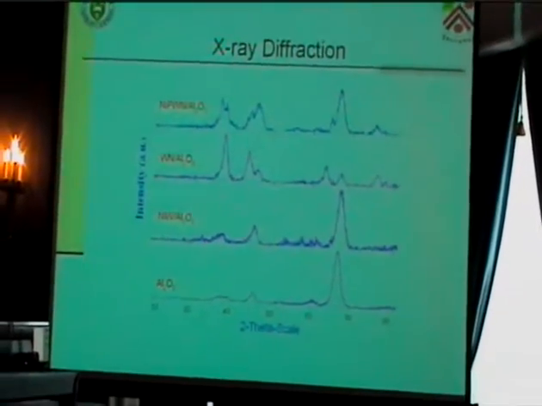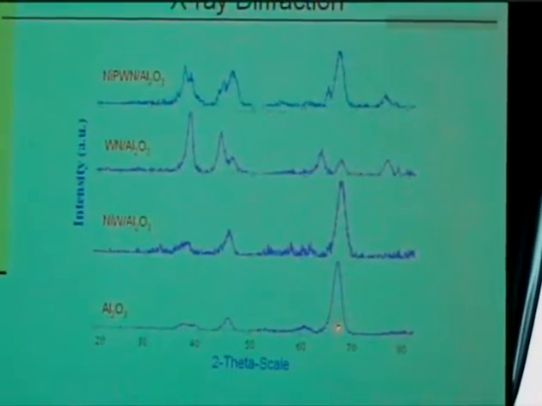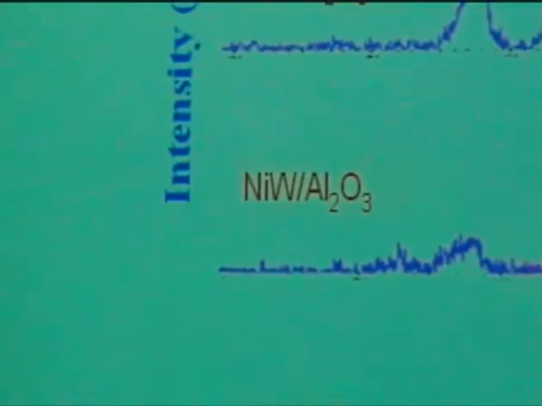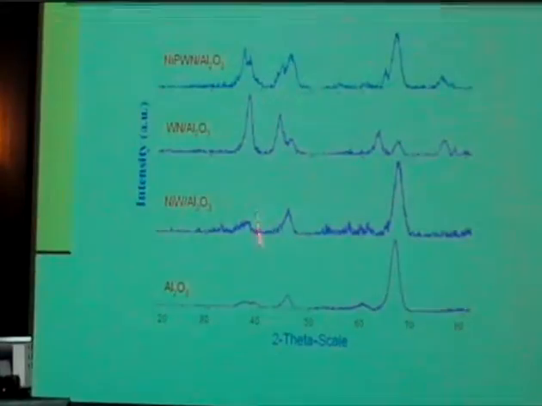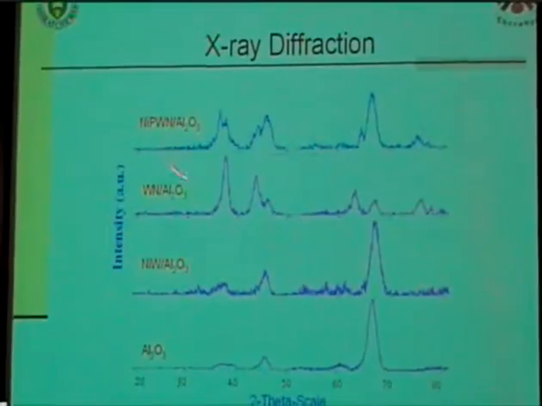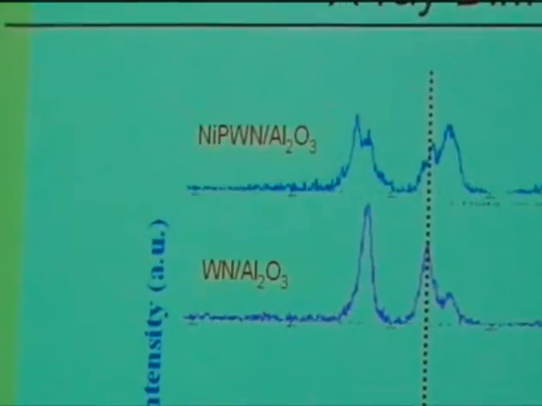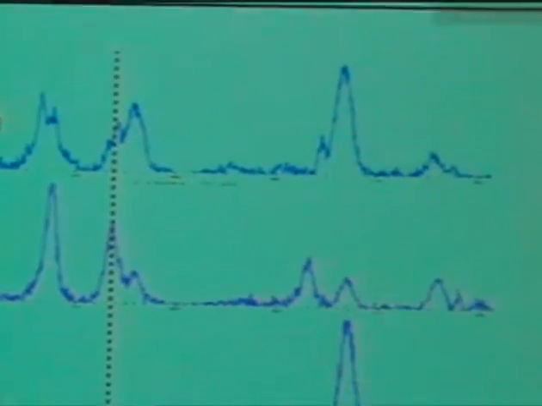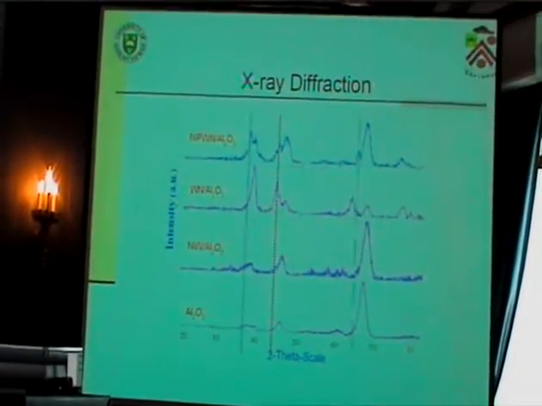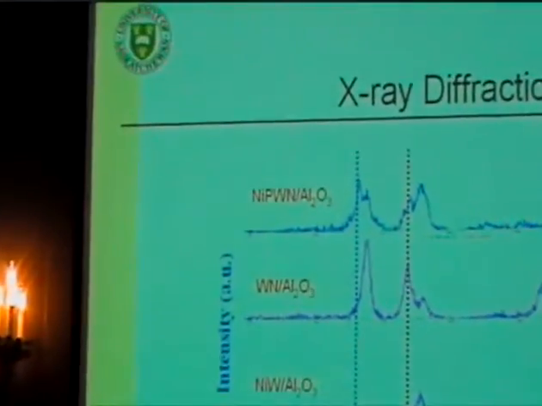Then X-ray diffraction of the synthesized catalyst showed that for the alumina support, we have mainly the alumina peaks. And this is an oxide catalyst of nickel and tungsten on alumina. Because of high dispersion, we didn't really see any major difference between this and that. But for tungsten nitride catalyst, we saw the appearance of tungsten nitride peaks on the surface of the catalyst. Then when nickel and phosphorus was incorporated, there were further changes on the surface of the catalyst, indicating the presence of nickel nitride on the surface of the catalyst.